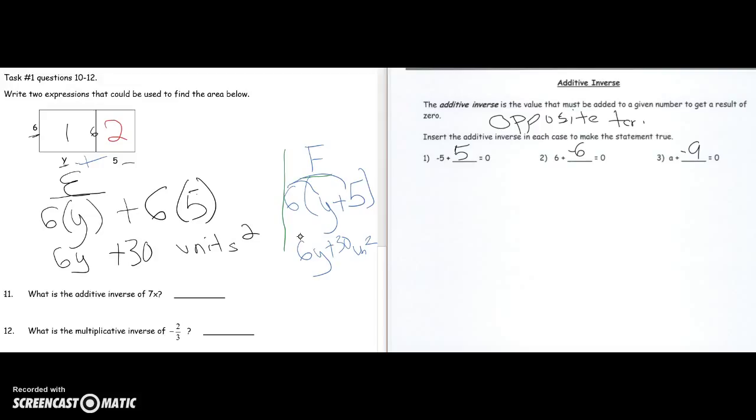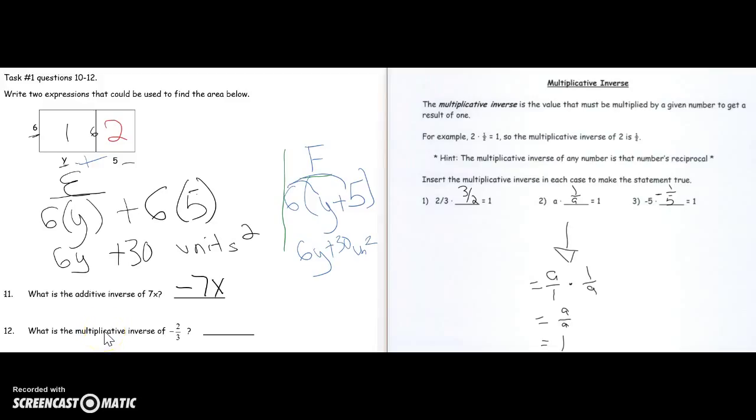Okay, so when you think about finding the opposite term, in question number 1 we have negative 5, its opposite term, which is on the opposite end of 0, which is also 5 units away from 0, is positive 5. Negative 5 plus 5 gives us 0. Positive 6 plus its opposite term, which is negative 6, gives us 0. A plus negative a would give us 0. So the opposite, or the additive inverse of 7x would be negative 7x.